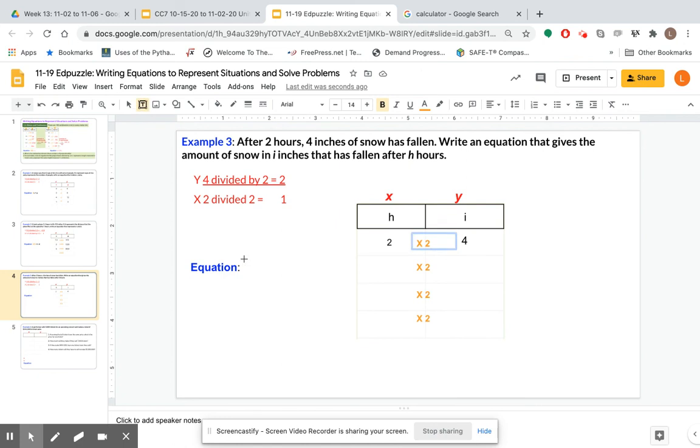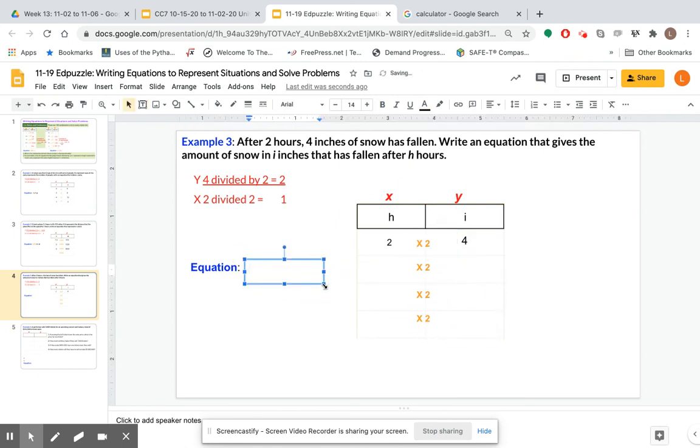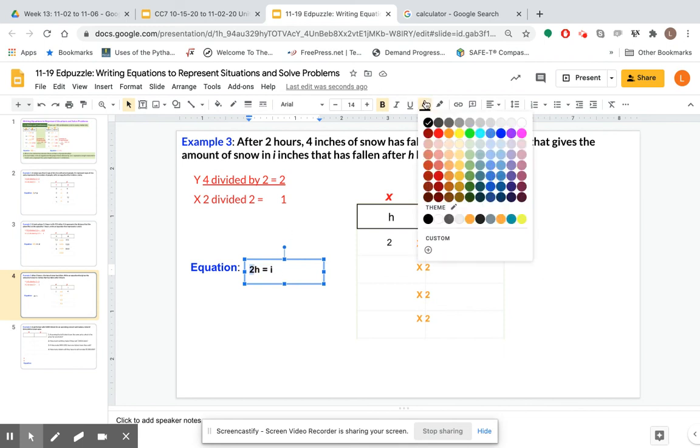as for your equation, again, you're going to take your constant of proportionality. In this case, it was 2. And you're going to put that with the letter on the x side. In this case, it was hours. 2 times your hours is going to equal the letter on the y side, which was I for inches. So 2 times the number of hours is equal to I, okay?